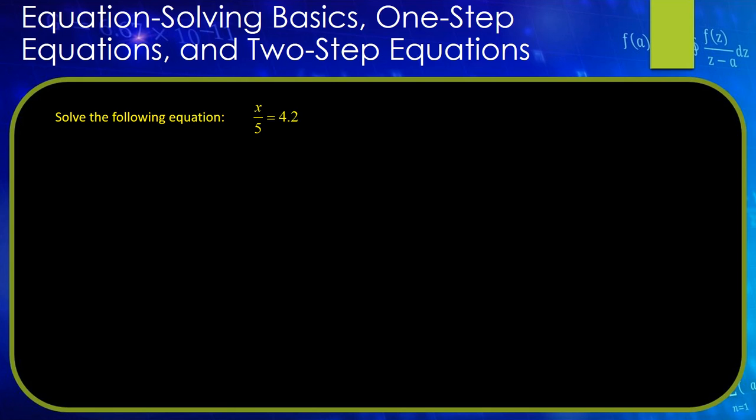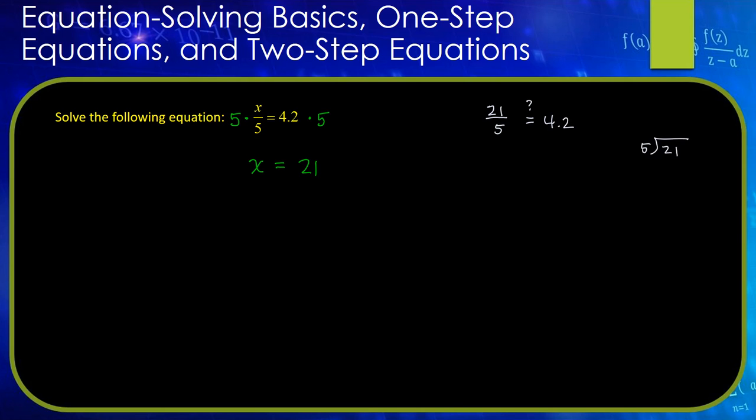So if I want to get rid of a division, I'm going to do its opposite operation. I'm going to multiply both sides by 5. Therefore, on the left-hand side, I'm going to have x. 4.2 times 5 does equal 21. So, basically, for me to check this out, does 21 divided by 5 equal 4.2?